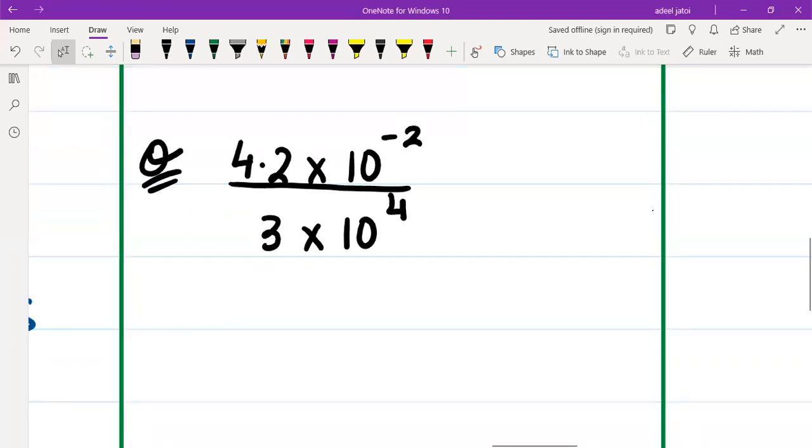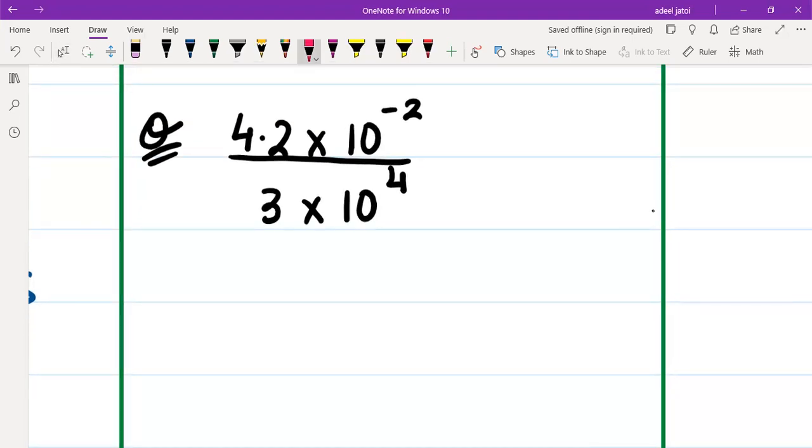Now there is another example that says 4.2 multiplied by 10 to the power minus 2 upon 3 into 10 to the power 4. The best way to do it is, since you have multiplication and division, you always use the number: the number will be divided by the number only. Whereas the power with base 10 should be subtracted, because whenever the bases are same and divided, powers are subtracted.